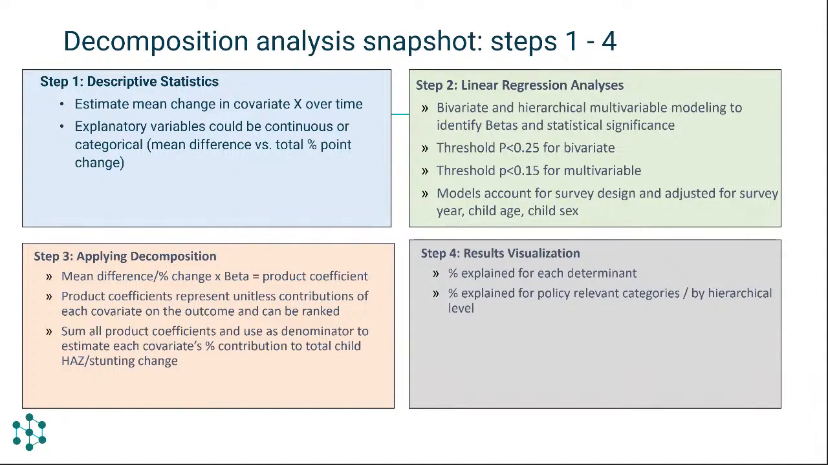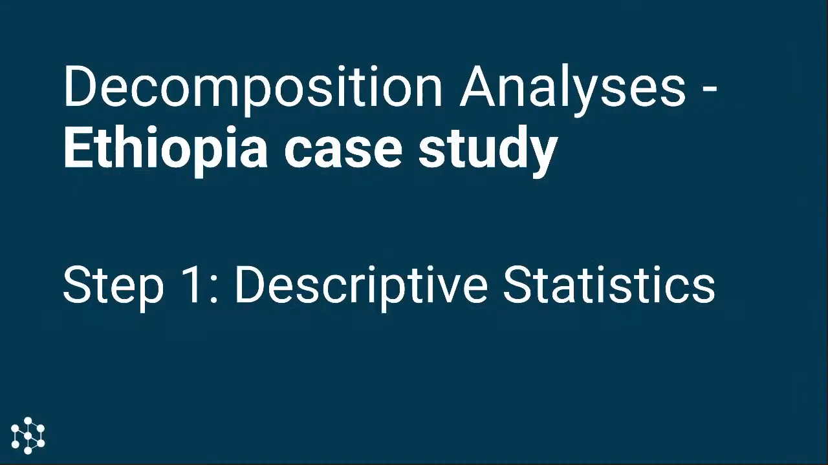And it's literally as simple as taking the estimates from step 1 and taking the estimates from step 2, multiplying them together to get a product coefficient, and therefore you have decomposition. And then the fourth step is to visualize that data in meaningful ways. And so I will walk through each one of these steps in detail. Step 1.